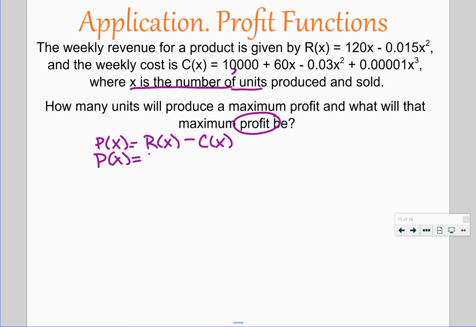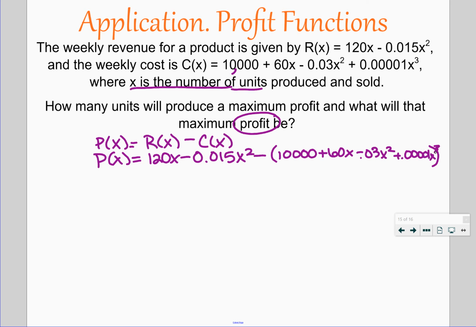Revenue function is 120x minus 0.015x squared minus our cost function. Be careful here, the cost function must go in parentheses. 10,000 plus 60x minus 0.03x squared plus 0.401x to the third, if I can squeeze it in there. Okay. Then this is subtracting polynomials, which we did a few chapters ago.